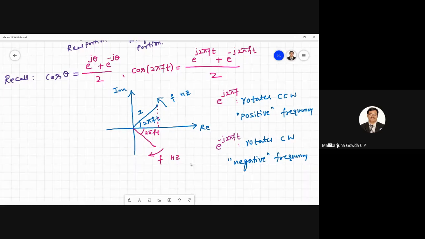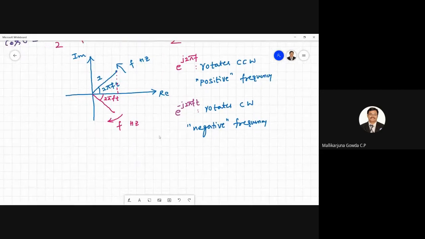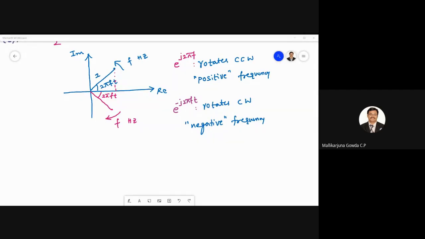Is this clear? Writing e power j 2 pi f t and e power minus j 2 pi f t in the phasor diagram, that is real and imaginary part. With this basic understanding, now we'll switch over to how we can draw the phasor diagram for the narrow band FM as well as the standard AM. I hope you all have noted this. Shall I scroll up? Or are you still writing? Yes, sir, done.